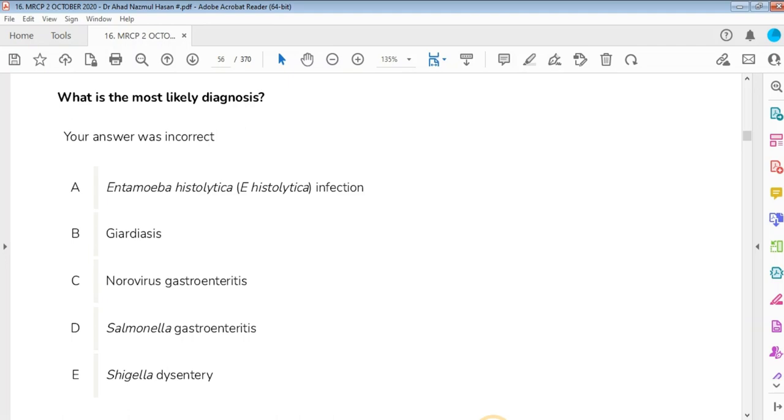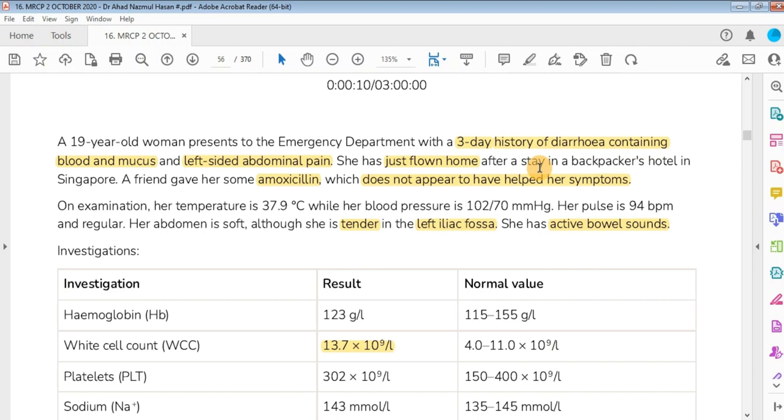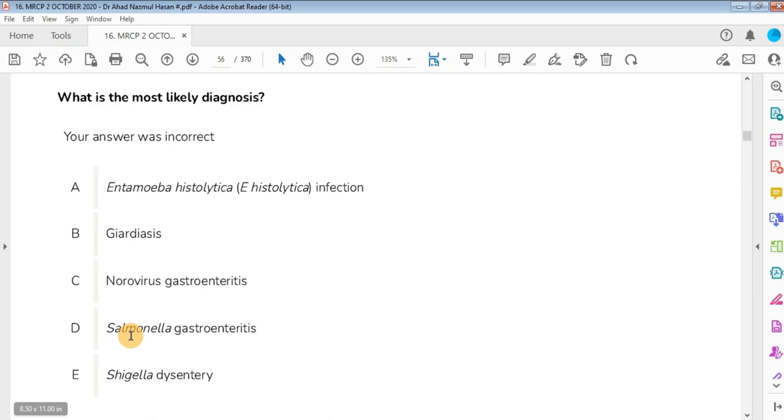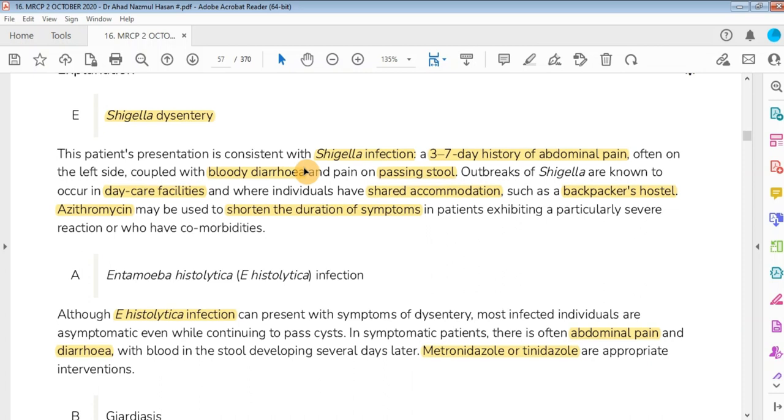So since the patient is having left iliac fossa pain with a 3 days incubation period and bloody diarrhea, the most likely diagnosis is Shigella dysentery. This patient's presentation is consistent with Shigella infection, a 3 to 7 days history of abdominal pain, often on the left side, coupled with bloody diarrhea and pain on passing stool. Outbreaks of Shigella are known to occur in daycare facilities and where individuals have shared accommodation, such as a backpackers hostel. Azithromycin may be used to shorten the duration of symptoms.